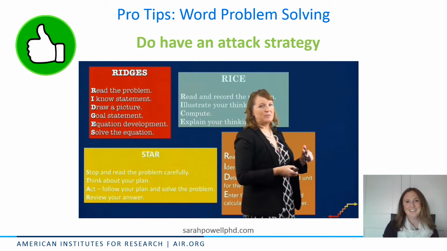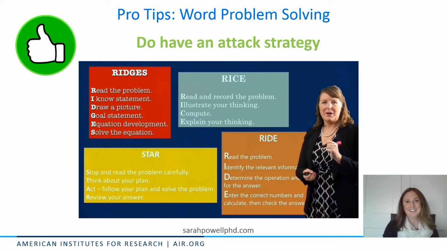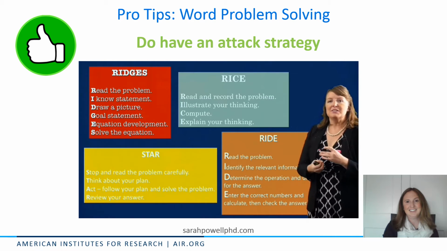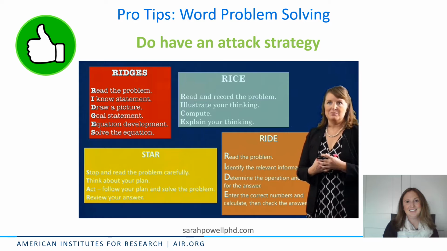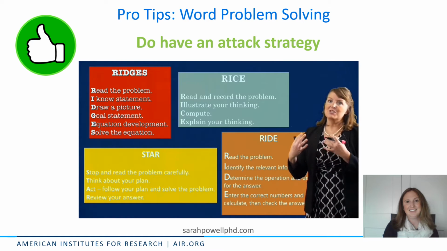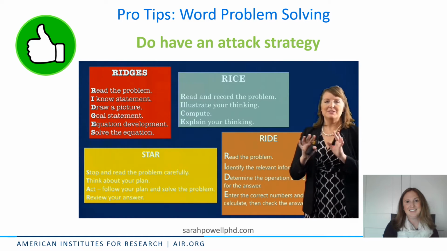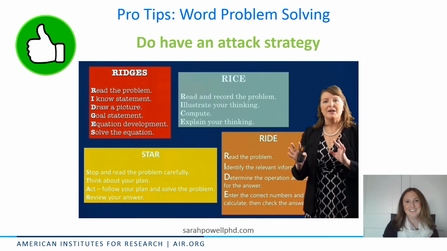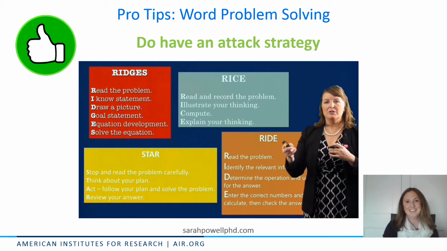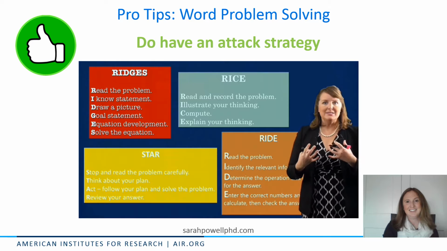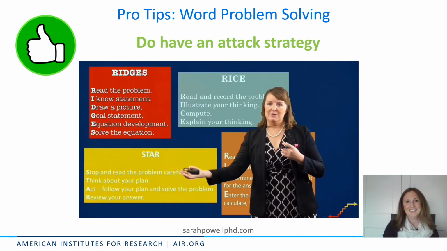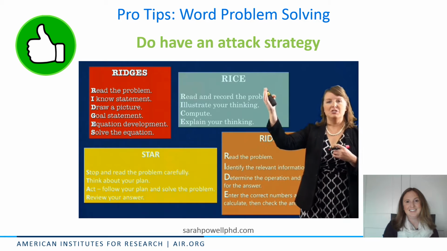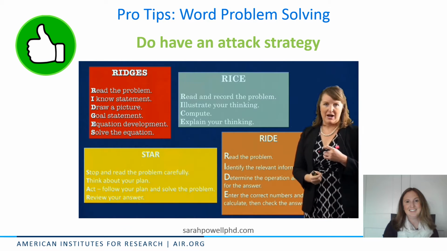I'm going to scoot over here and do just a little bit of writing, okay? So look at each of these attack strategies. These are common attack strategies that are used in schools. All of these attack strategies on this slide, and this is not always necessarily true, are mnemonics. So they have one word that helps you remember the attack strategy. This one is called RIDGES, and we see STAR. I see the attack strategy of RICE, and this one is called RIDE.